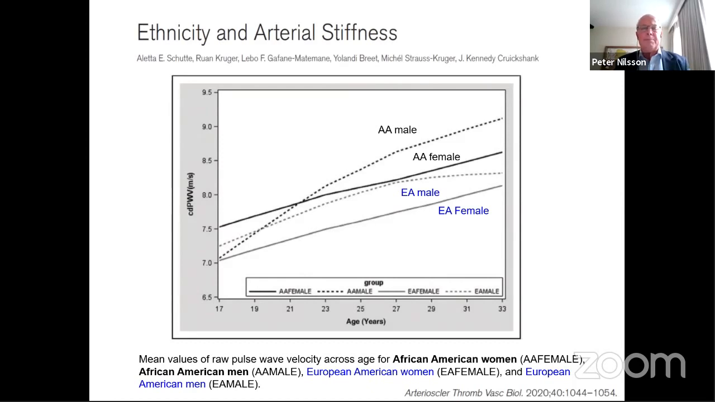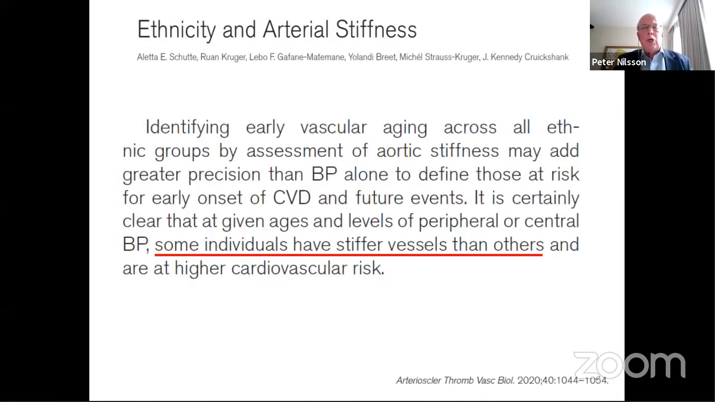So there must be something linked to ethnicity that should be better studied to understand the rate of aging of the cardiovascular system and how it's influenced. The authors summarize that it's important to identify early vascular aging across ethnic groups and to learn from this when treatment is discussed. Some individuals have stiffer vessels than others and are at high cardiovascular risk.